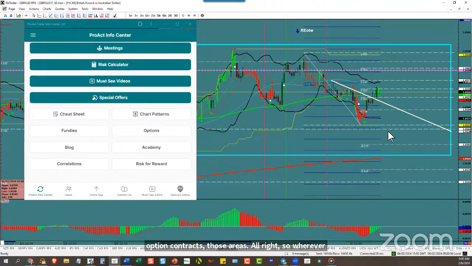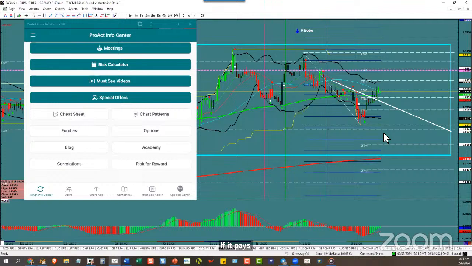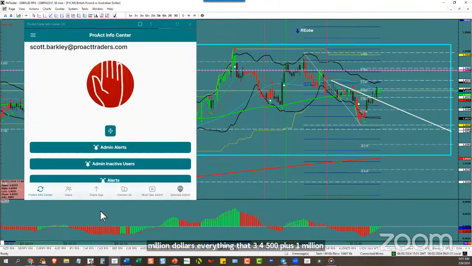Most banks have somebody like Neil Mangle, one of our fast trackers, a guy who figures out the big position. He's typically an Elliott waver, and he doesn't really trade much, but he's a great analyst. So he typically finds where that target might be in 30 days, and they place an option contract on it. If it pays off, they invested a couple hundred thousand and make $3 million or whatever it happens to be. And they're not $3 million, they're in the 3, 4, 500 plus million range, those payoffs are. All right, back to the ATR here.